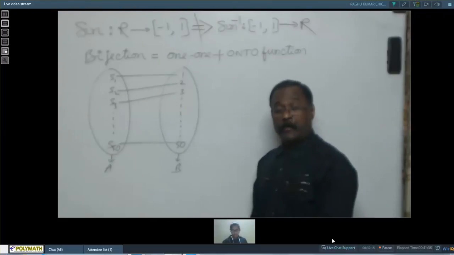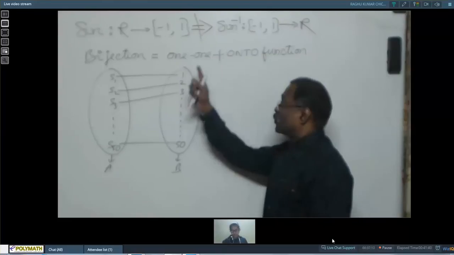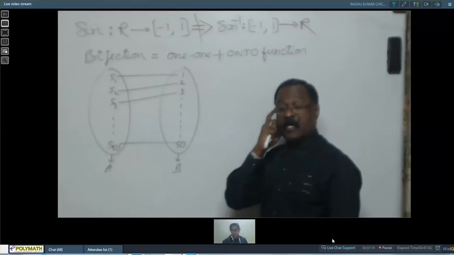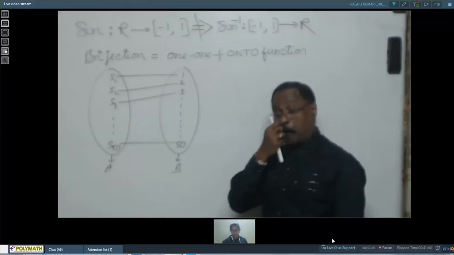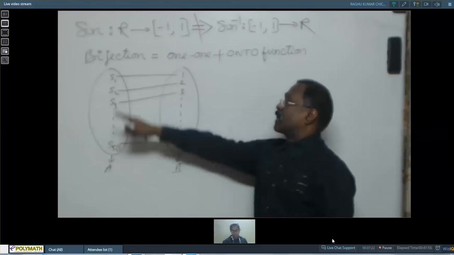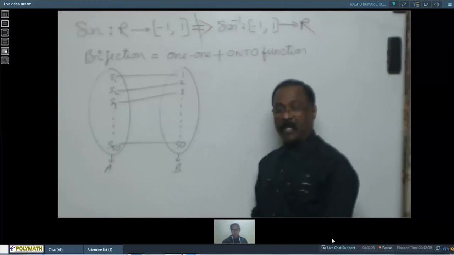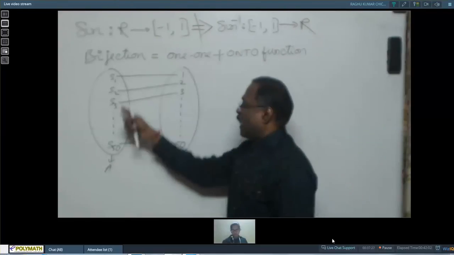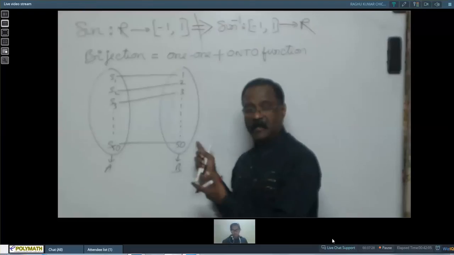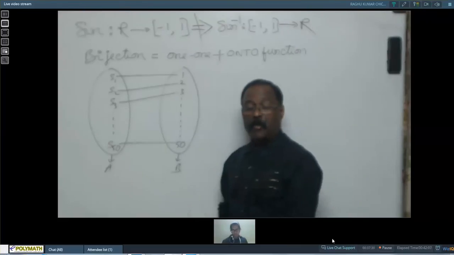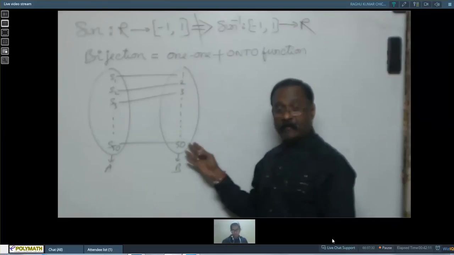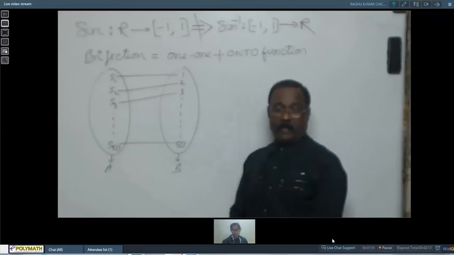But before that, what is a bijection? It is both one-one and onto. What is a one-one function? Different elements in set A must have different images in set B. Obviously, it happens. It is a one-one function. And what is an onto function? No element of set B should be left without a preimage.